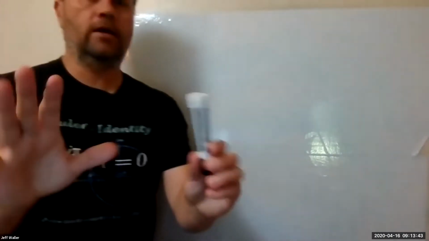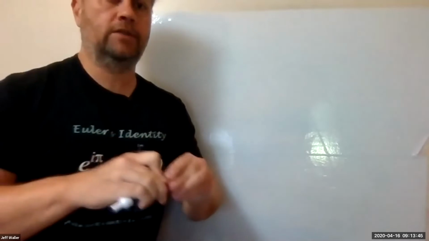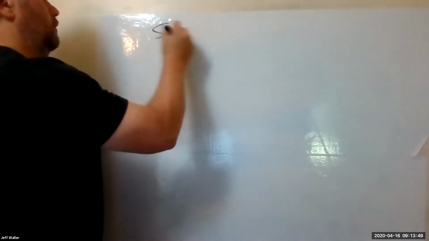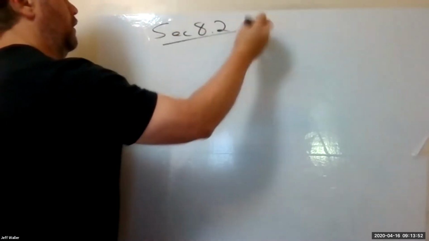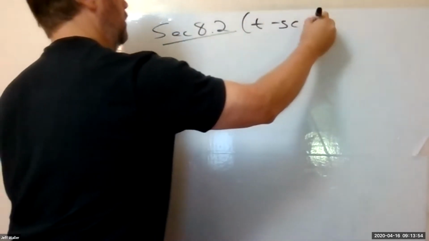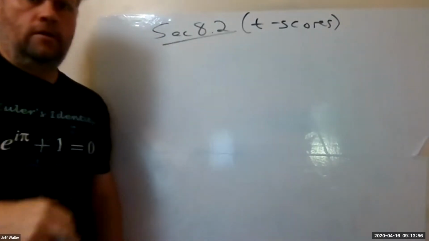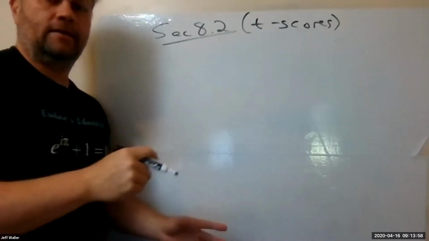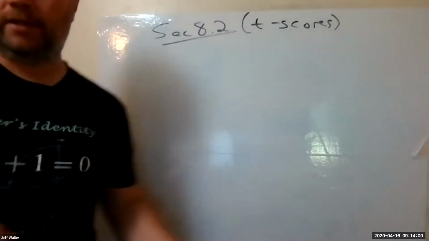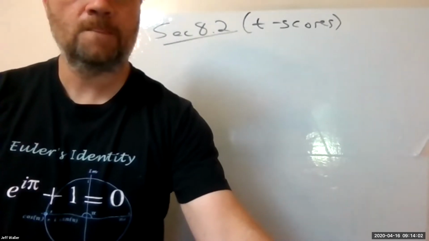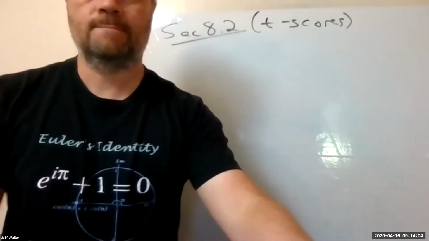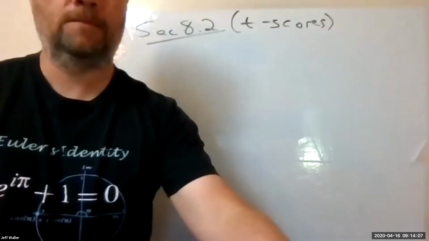So let's do a quick example from section 8.2. You're not going to be able to see my head, and I don't care. It's probably for the better. Right, this is where we introduce T-scores. So let's say, can anybody not see that well enough? Is everybody good with me? All right, I don't see anybody saying anything.